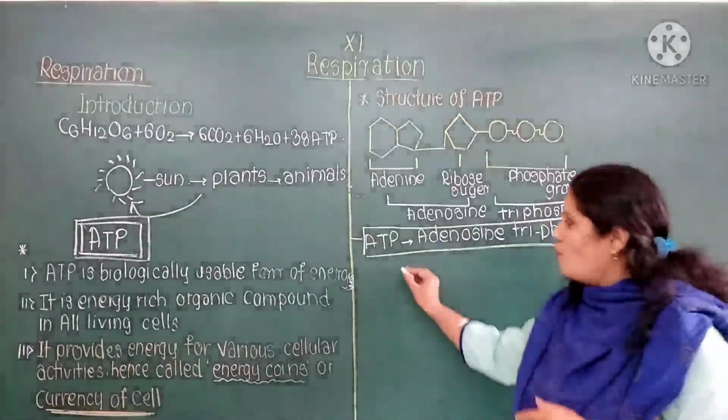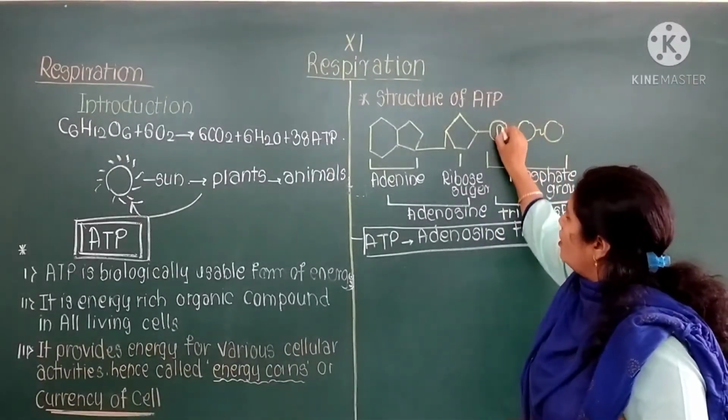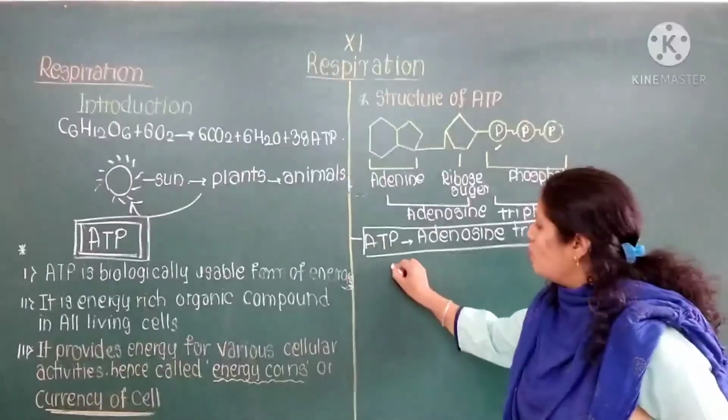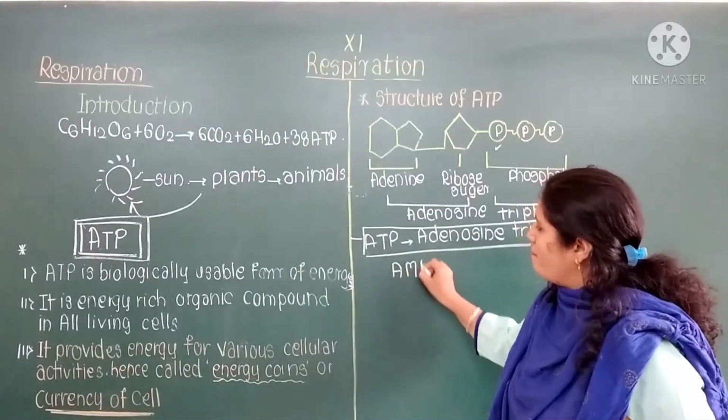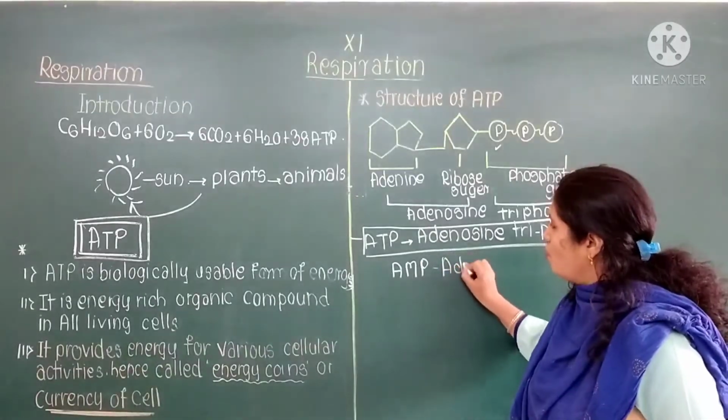whenever only one phosphate is present, like these 3 phosphates are not there, but only one phosphate is there, that time it is known as AMP, that means adenosine monophosphate.